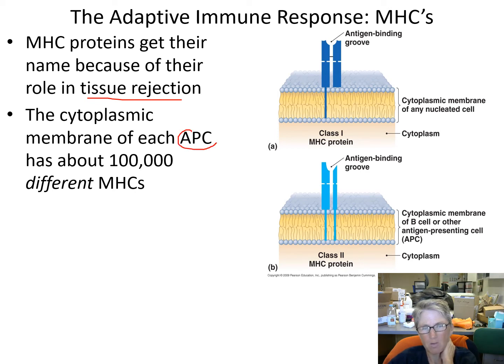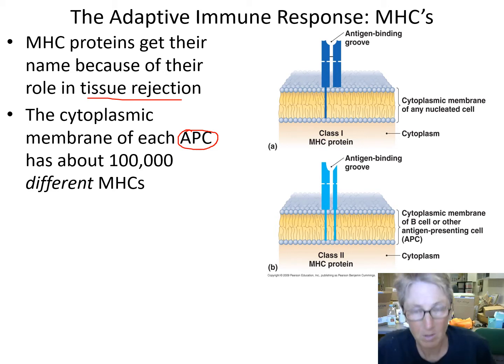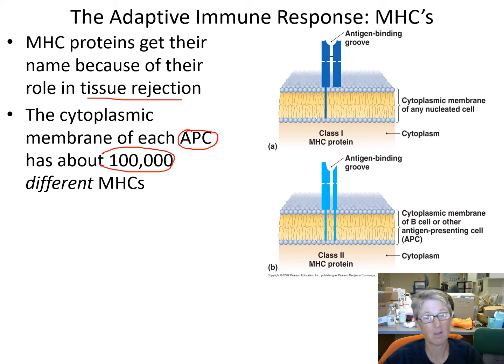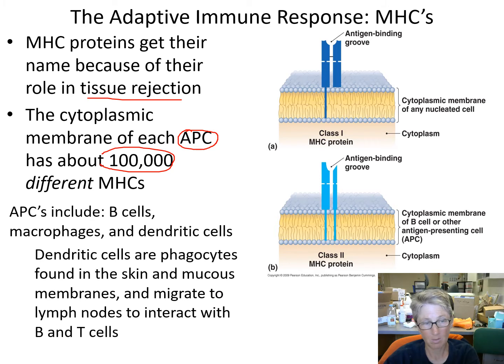Each antigen presenting cell has about 100,000 different MHCs. Now this is interesting, because we've been saying that if you are a single T cell or a single B cell, you have identical T cell receptors all over your plasma membrane. If you're a B cell, you have identical B cell receptors. But with these MHCs, if you are an antigen presenting cell, you could have about 100,000 different MHCs sticking out of your cytoplasmic membrane. And we've been talking about what APCs include: B cells, macrophages, dendritic cells.